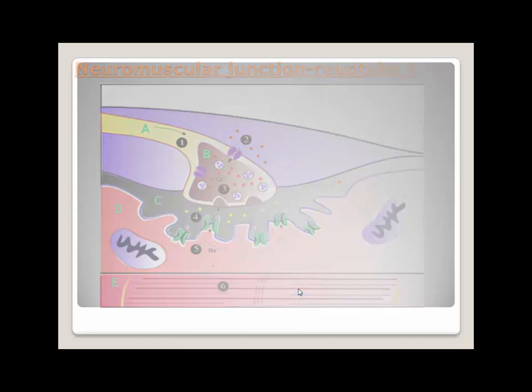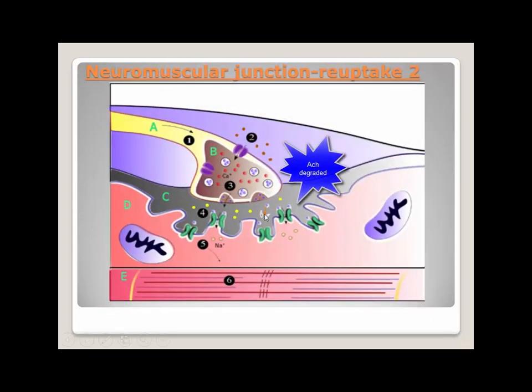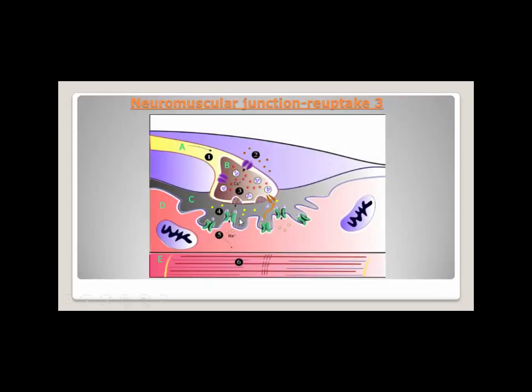A second way is that enzymes break down the acetylcholine, rendering it no longer effective. So the enzyme acetylcholinesterase degrades the acetylcholine and again makes it ineffective. A third way is that the acetylcholine is taken back up into the axonal bulb. This is called reuptake. The acetylcholine is transported back into the axon terminal.